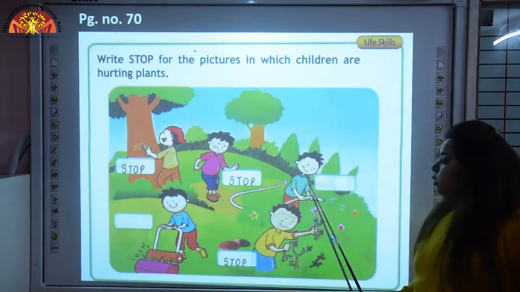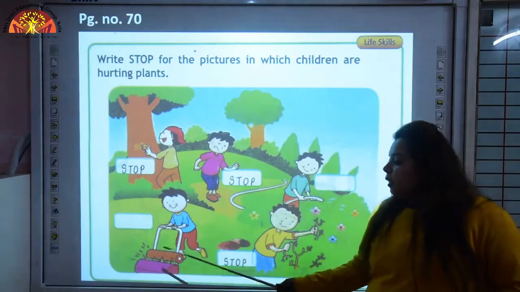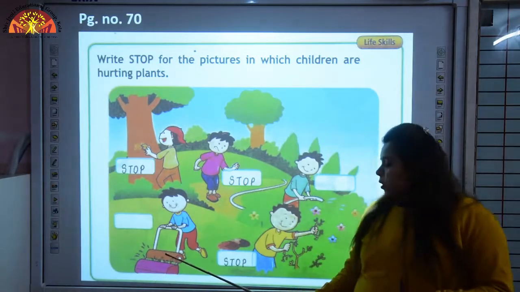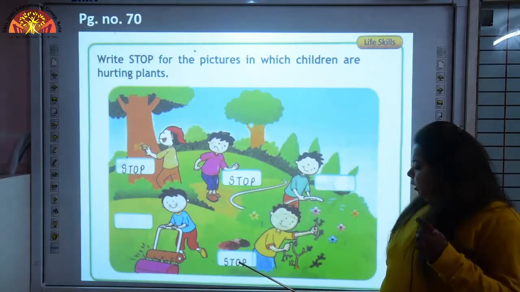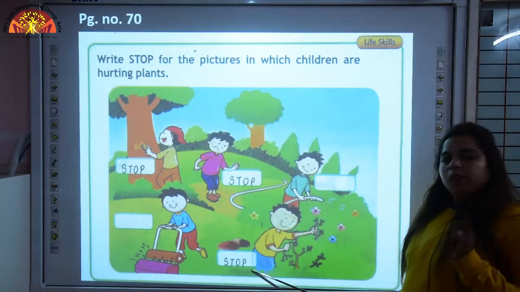He is watering the plants. That is a very good thing. So, we will not write here. He is cutting, he is gardening, so he is also doing a good thing. He is plucking the thin stem of a plant. This is a bad habit. So, we will write stop over here.